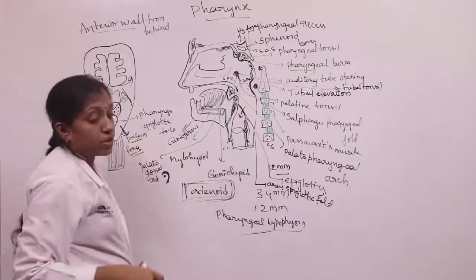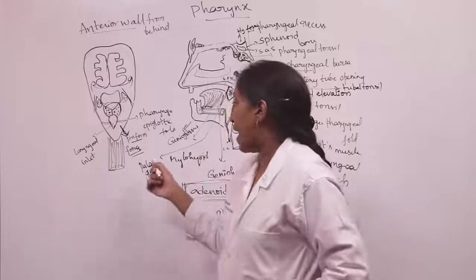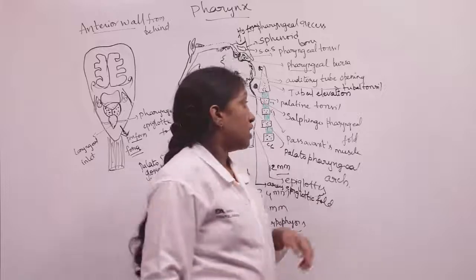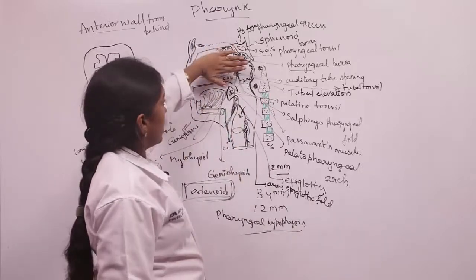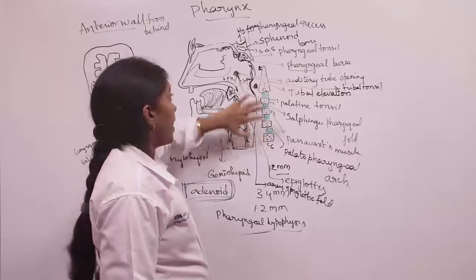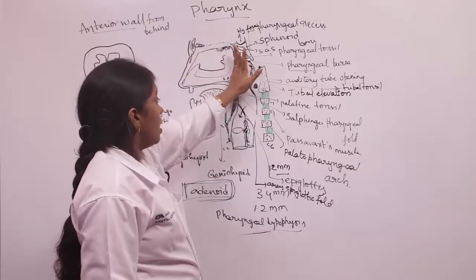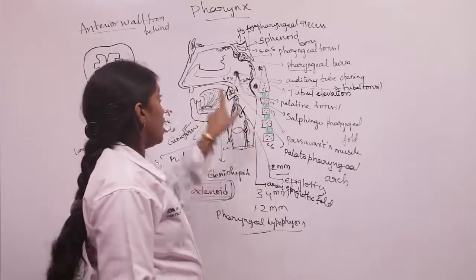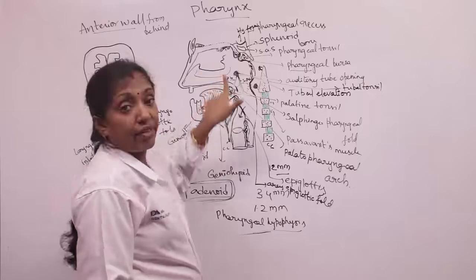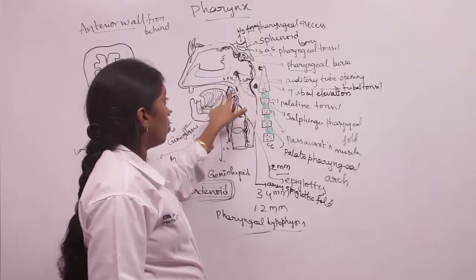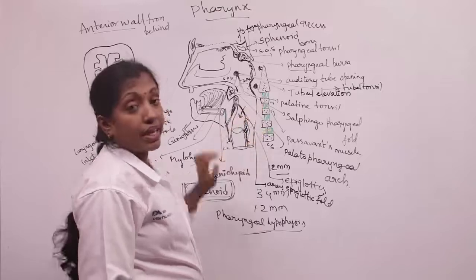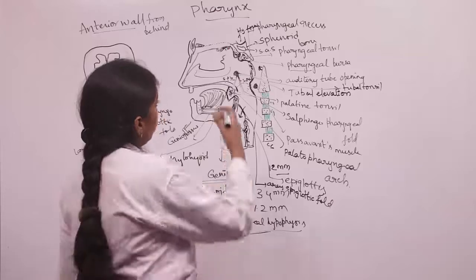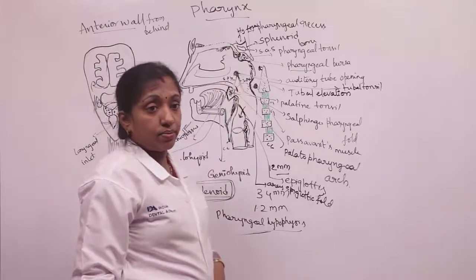And the pyriform fossa is deeper in ruminating animals, and it acts as a catch point of foreign bodies. So that's about the pharynx: nasopharynx, oropharynx and laryngopharynx. Nasopharynx is present behind the nasal cavity, oropharynx behind the oral cavity, and laryngopharynx behind the larynx. Nasopharynx communicates with the nasal cavity through the choanae, oropharynx communicates with the oral cavity through the oropharyngeal isthmus, and laryngopharynx communicates with the larynx through the laryngeal inlet. So that's about the interior of the pharynx.